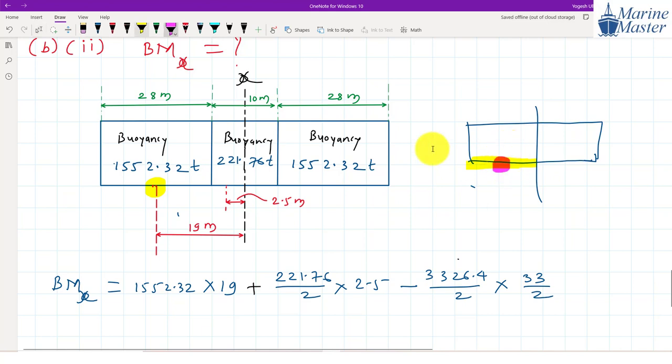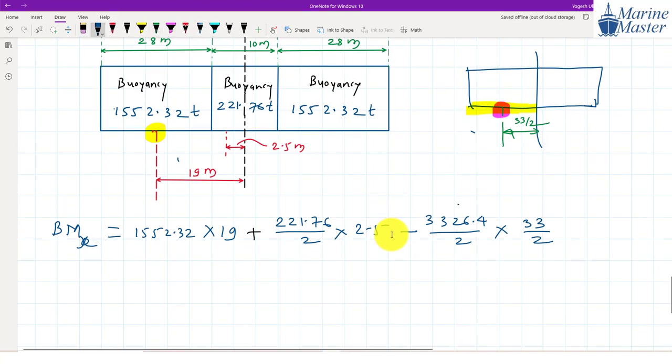And we have to see this distance there, and then we have to see this distance. Guys, everyone getting my point? And this distance will be 33 by 2. Okay, good. So do the calculation guys and tell me the value of the bending moment at midship.